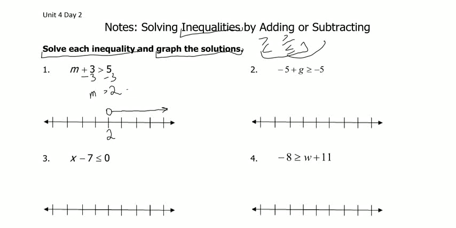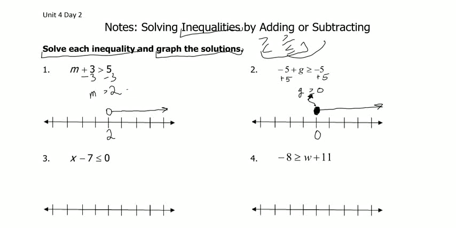Alright? Now, number 2, we're going to add 5 to both sides of this. And that's going to be g greater than or equal to 0. Alright, so we put a 0 smack dab in the middle. And g has to be bigger, so we're going to go to the right. Now, if you notice, we have this little line underneath the greater than symbol. Okay? That little line means that we're going to shade this dot in. It's going to be an enclosed circle. Okay?